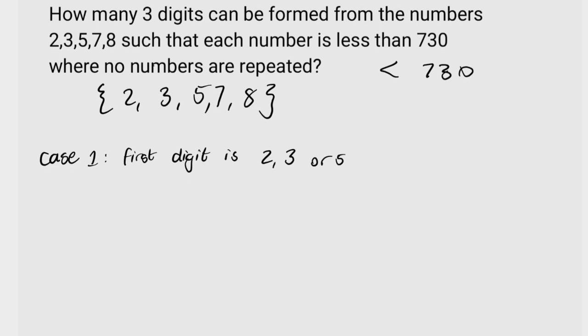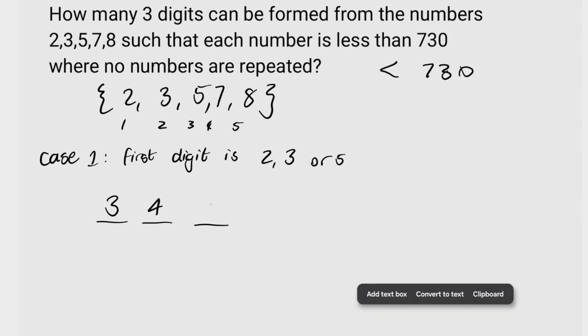So in the case where the first digit is 2, 3, or 5, let's just draw it out so that you guys can see. We said 3-digit numbers: 1, 2, 3. So here we have 3 options for the first number. And then for the second number, there are 5 numbers, so then there's 4 numbers left over, and then 3 numbers left over after that. I hope you guys understand that.